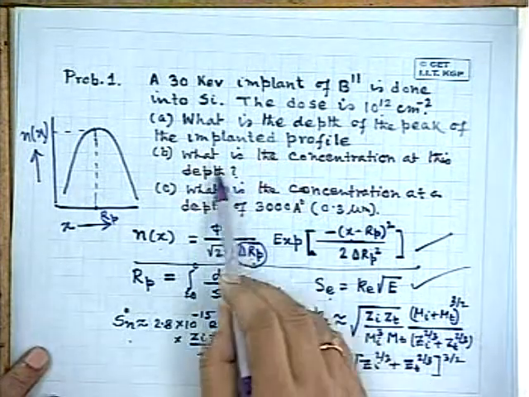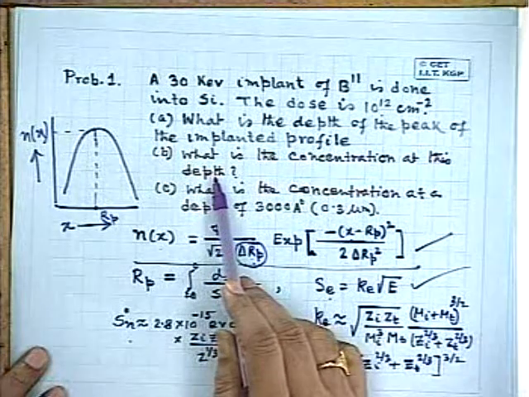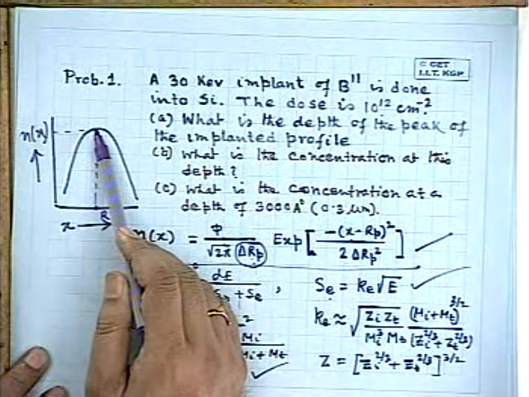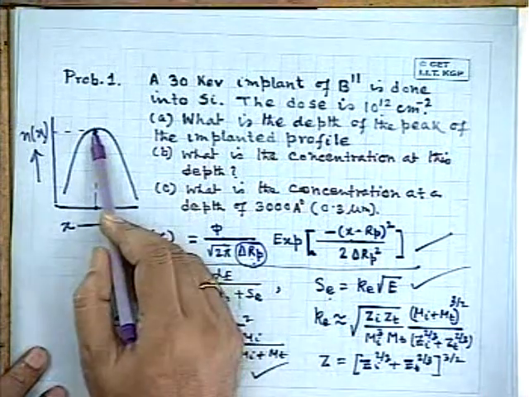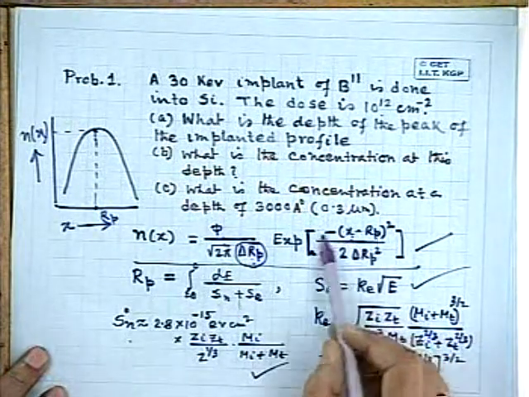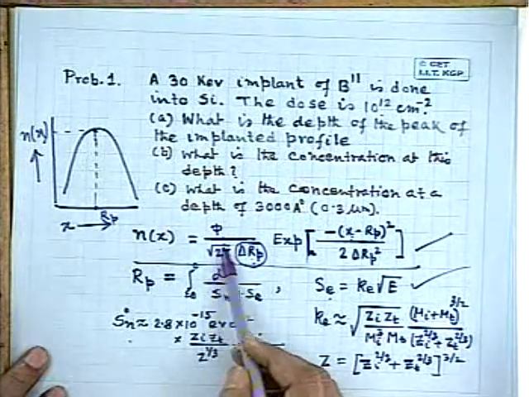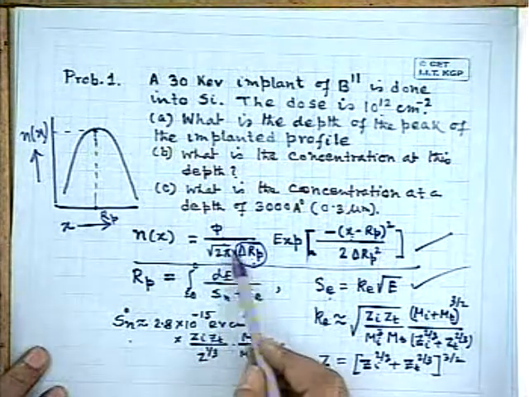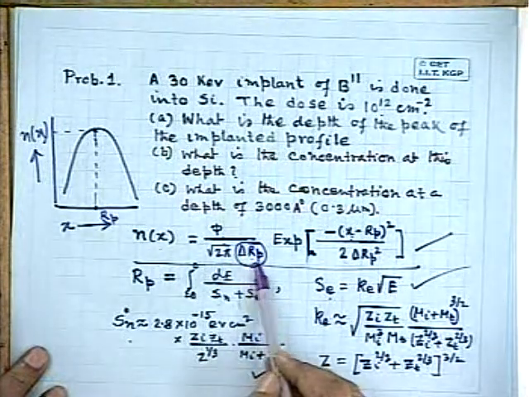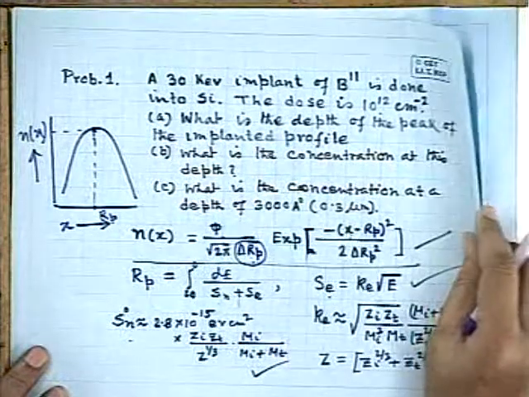So the second part of the problem is what is the concentration at this depth. So what is the depth? Depth is the peak. So at the depth, what is the x? x equal to RP. So at this peak, the concentration will be at x equal to RP. So if you put x equal to RP, then this term vanishes, and only this term is there. So the peak value of the concentration at x equal to RP is given by phi by root 2 pi delta RP. So you will be able to calculate now.